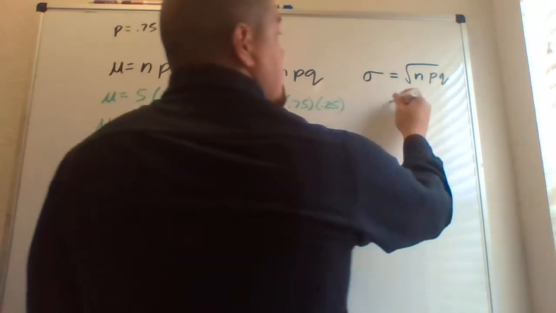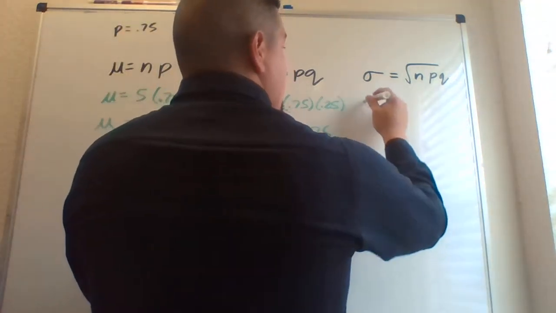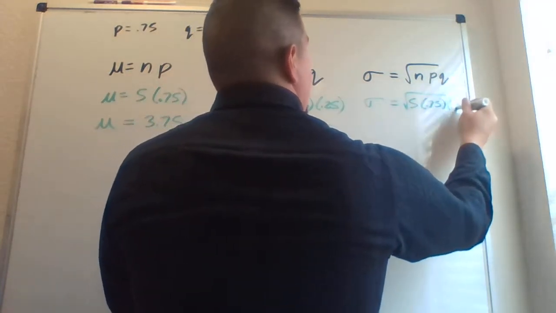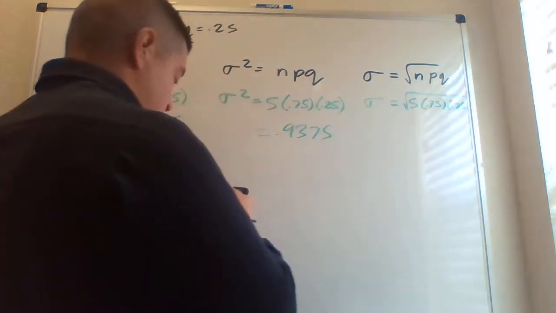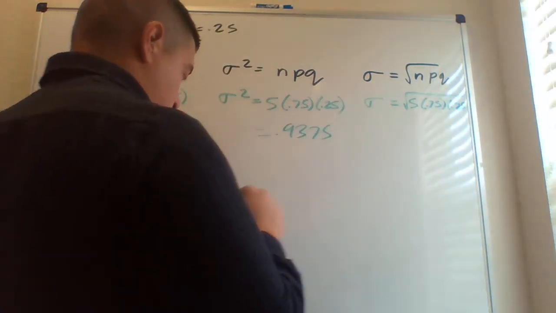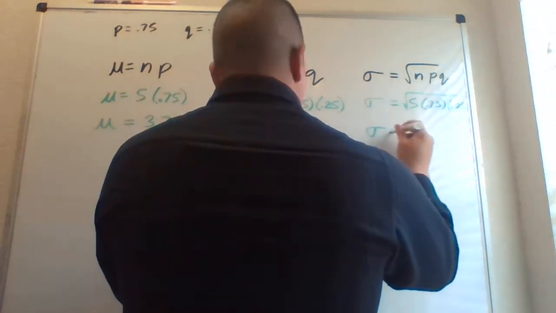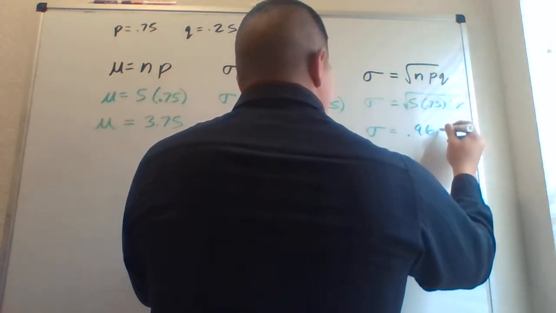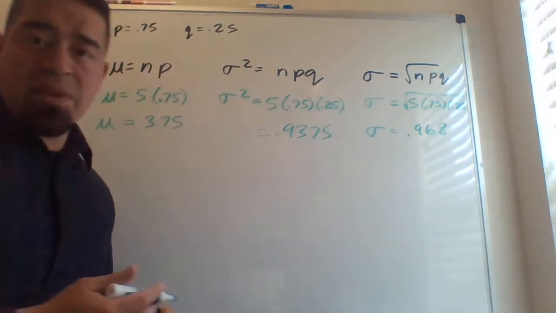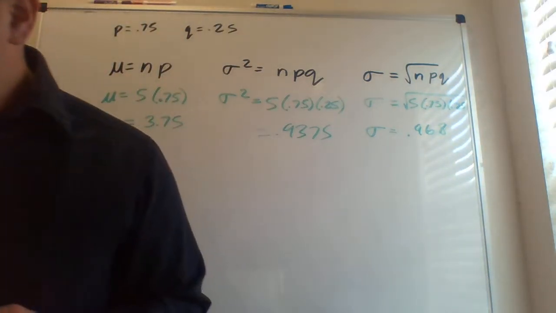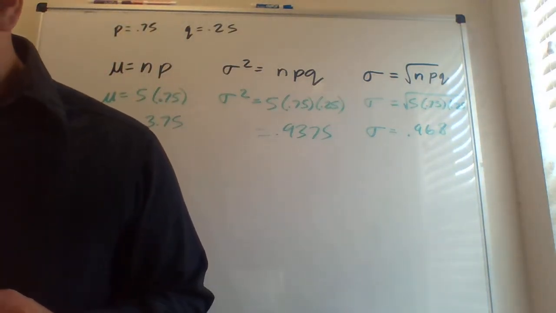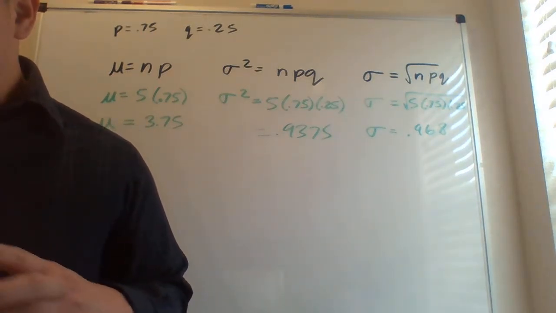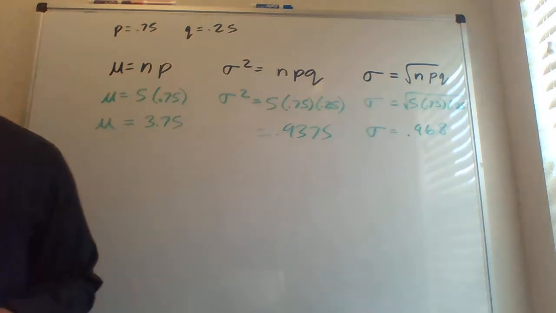And over here we're just going to take the square root of that, the square root of 5 times 0.75 times 0.25, which would be 0.968 for the standard deviation. So that answers that question, to find the mean and the standard deviation for groups of 5 offspring peas. So we'll move on to slide 29.